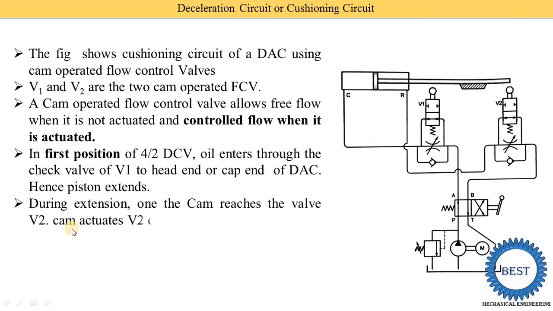During the extension, the cam reaches the valve V2. So this cam reaches the valve V2 during the extension stroke, and the cam actuates the V2. Here it is written that the cam actuates the V2, meaning it presses the V2, causing the flow through the V2 to get controlled.